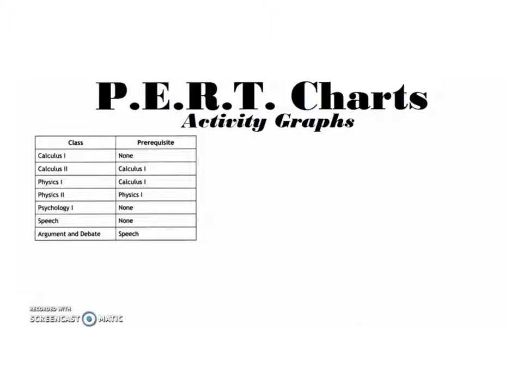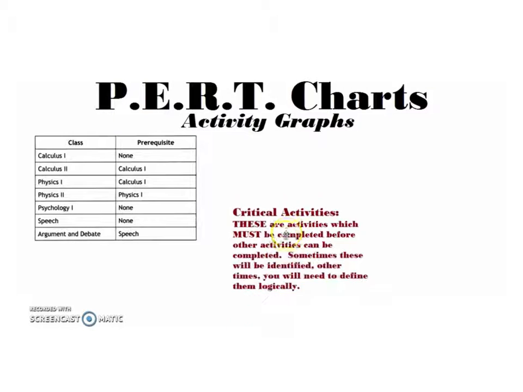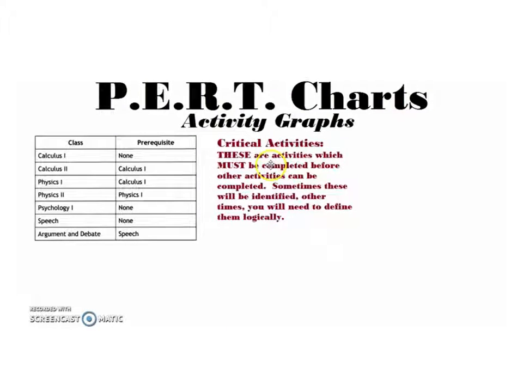In this video, we're discussing PERT charts, also known as activity graphs. We are trying to figure out the shortest amount of time it would take to complete all activities in some given chart. One of the first things that we need to make sure we look at is called critical activities. These are activities which must be completed before other activities can be completed. Sometimes they're going to be identified, other times you'll need to define them logically.